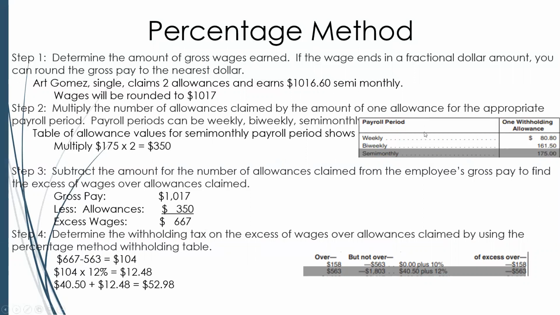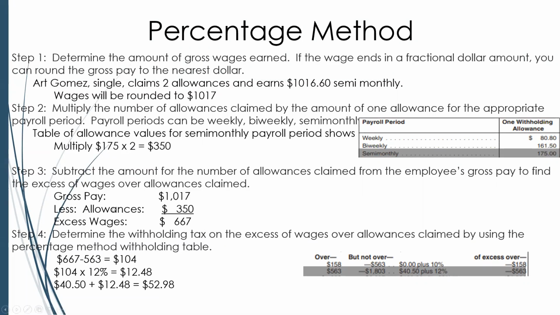So we look at the table that's provided in the Circular E, and it says 1 withholding allowance is $175 for a semi-monthly person. So we're going to take the $175 and multiply it by the number of allowances that he has on his W-4. So that is 2 there. You can see that allowance. So we'll take 175 times 2 to come up with the withholding allowances of $350.